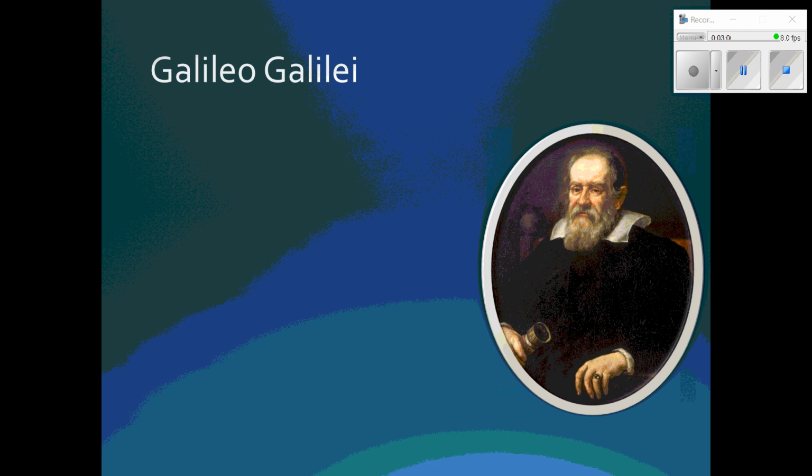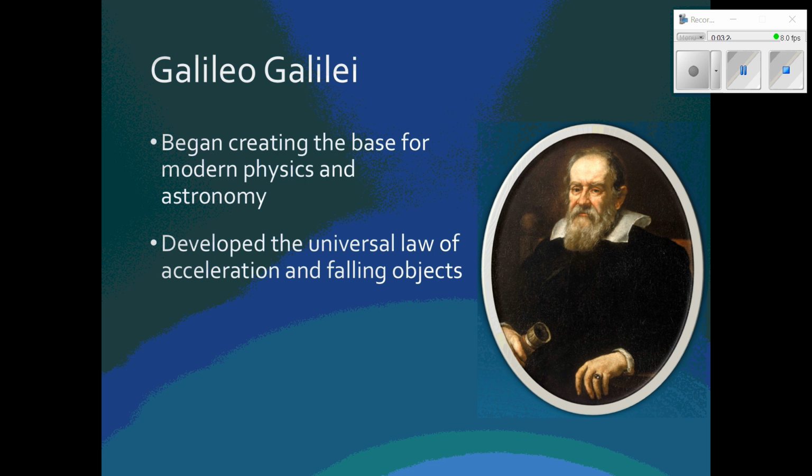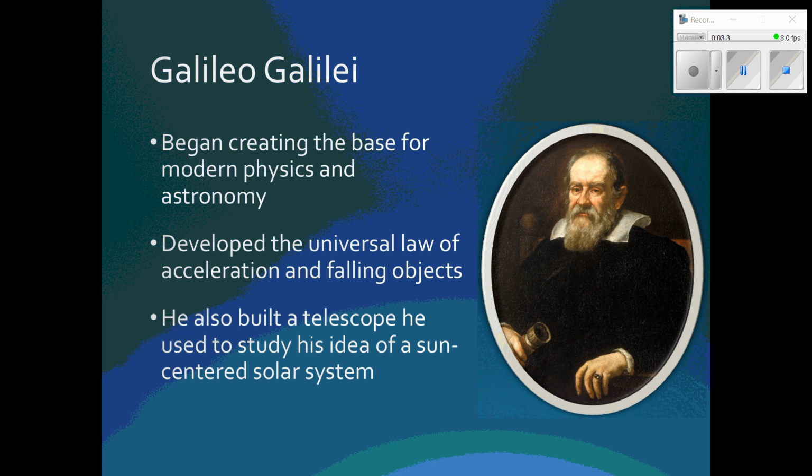The next one we're going to go over today is Galileo Galilei. He began creating the base for modern physics and astronomy. The things he invented and observed and calculated gave future scientists things to think about, and different things were created from his observations. He developed the universal law of acceleration in falling objects. He also built a telescope that he used to study his idea of a sun-centered solar system. Before we discovered that the sun was the center of the solar system, many people believed that the Earth was the center of the solar system, which is pretty interesting to think of.